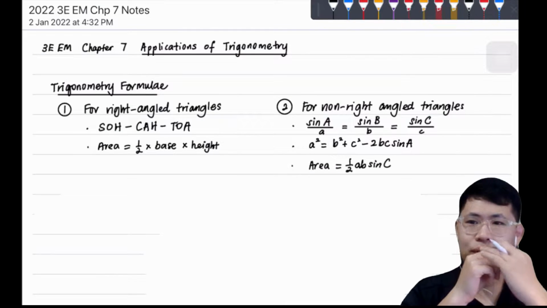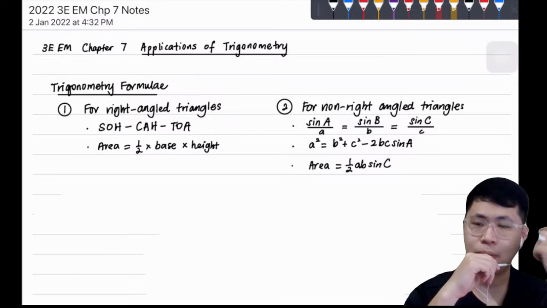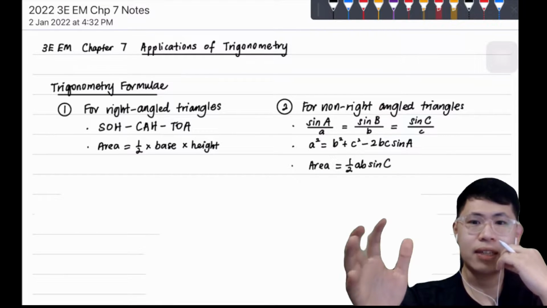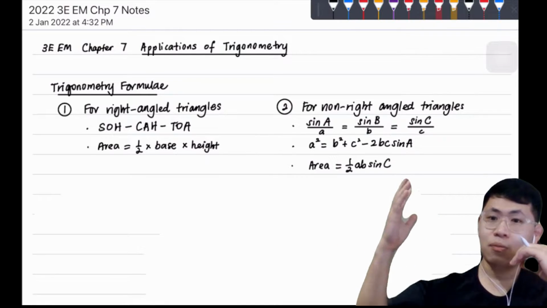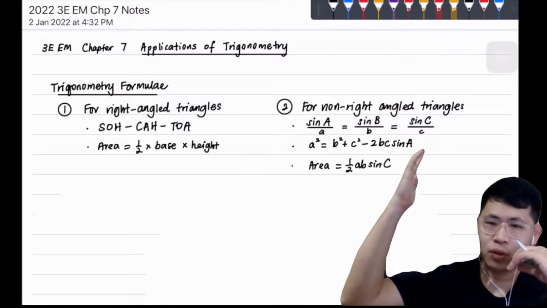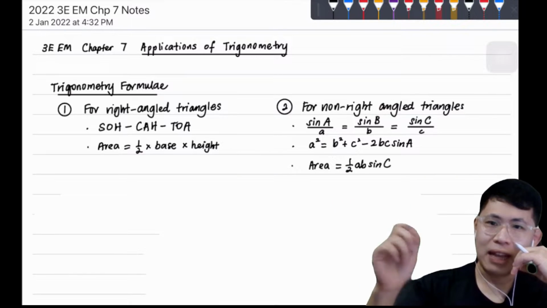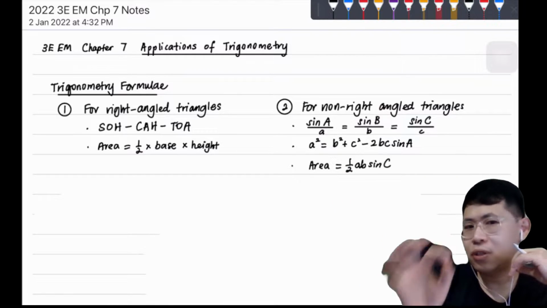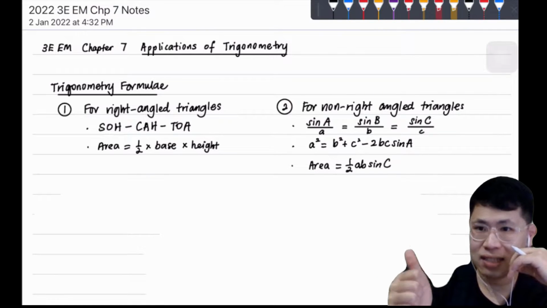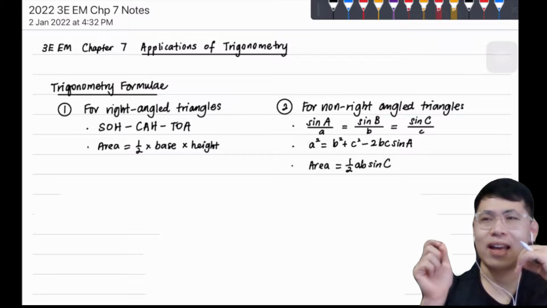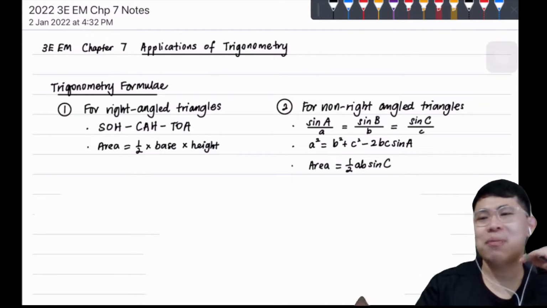Okay, hello everyone. Today we're going to start chapter 7, which is a continuation of chapter 6, where we learned the sine rule, cosine rule, and the area formula for non-right angled triangles. So now we can solve lengths and areas for pretty much any triangle.